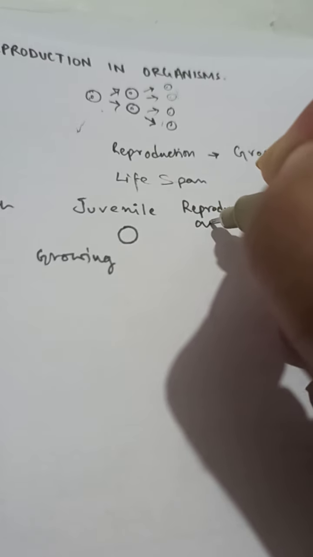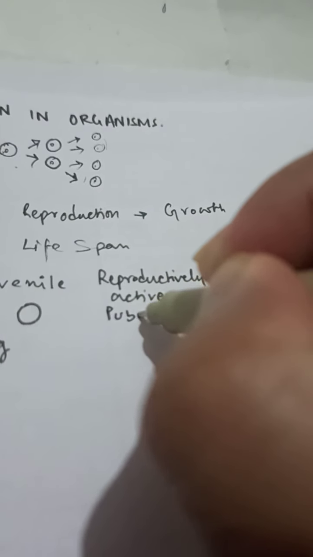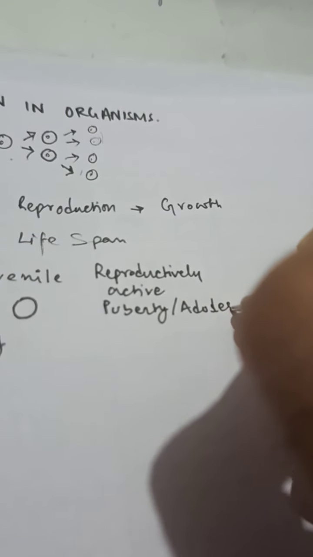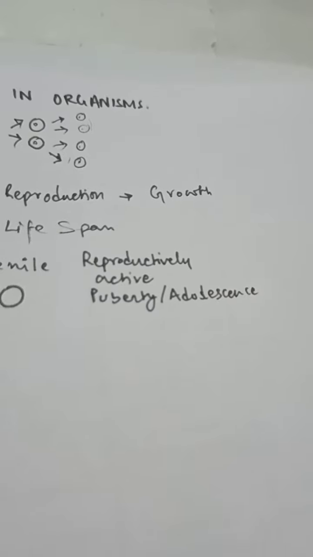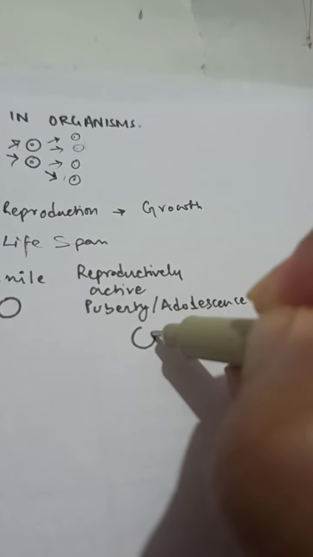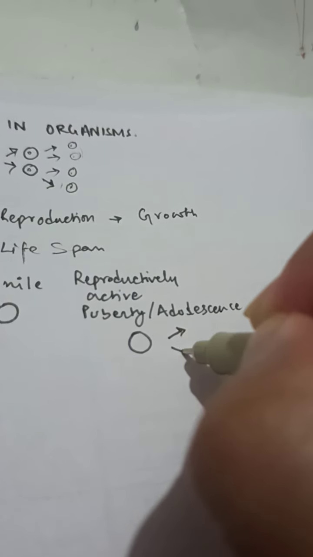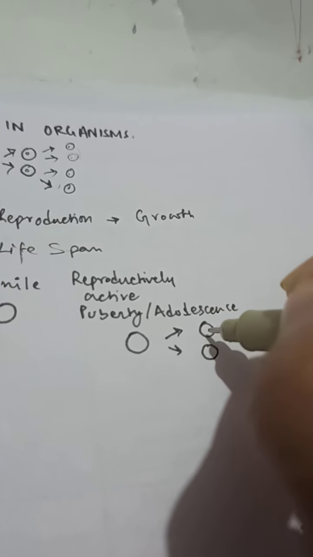Reproductively active. And this stage is what is going to be called the stage of puberty or adolescence. It is the stage where reproductive maturity has been attained, and that means this cell is now ready to take part in the process of reproduction, and thus it will do that. It will reproduce itself.